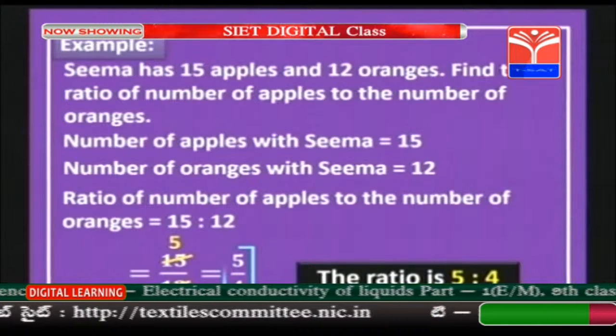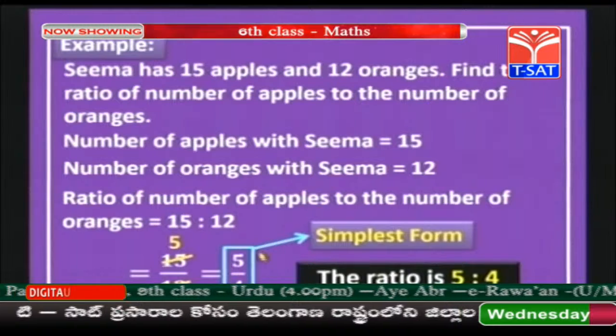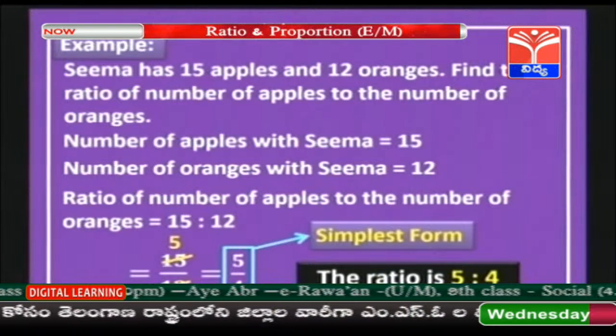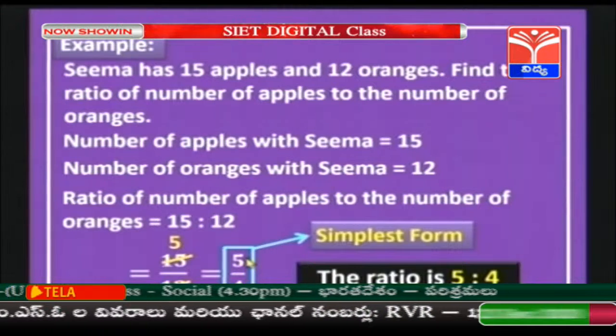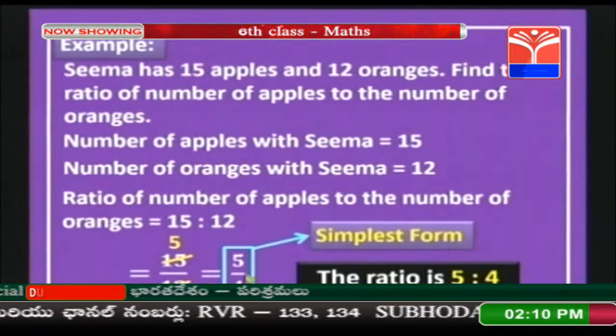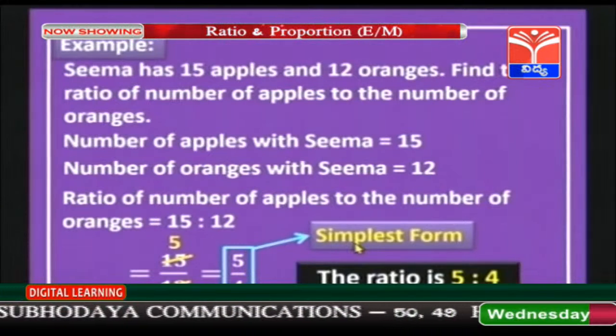But children, this 5/4 is said to be in the simplest form. Now why do we call it a simplest form, children? There is no common factor in these two terms. If you notice, 5 and 4. Now in these two there is no common factor. So that's why we call it a simplest form.